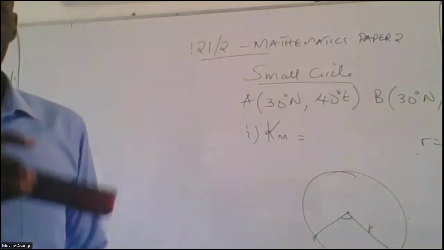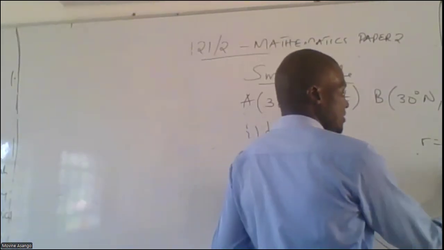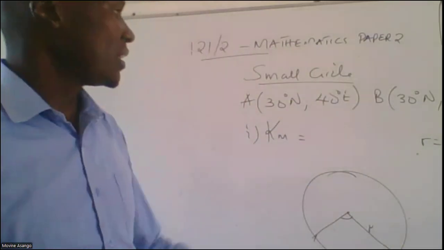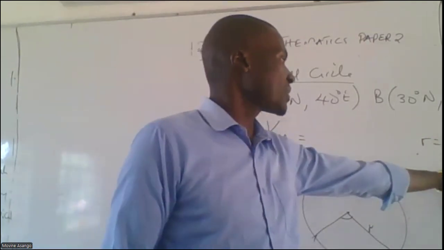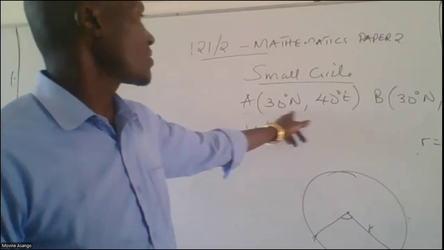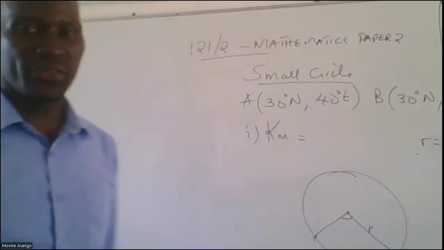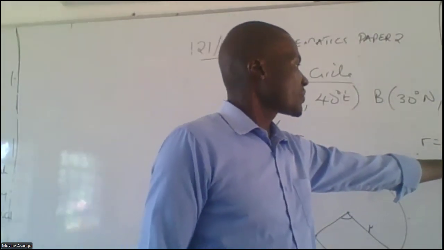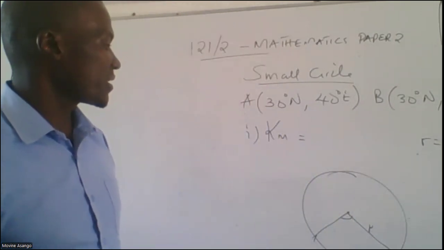Capital R, the radius of the earth, will always be given. If not given, then we have a constant, 6370. You can check this from the mathematical tables as well. So if you want to get the radius of any small circle, then it is capital R times the cosine of the latitude we are dealing with. In this case, our latitude is 30 degrees north, so it will be R, 6370, times cos 30. That will give us the radius.